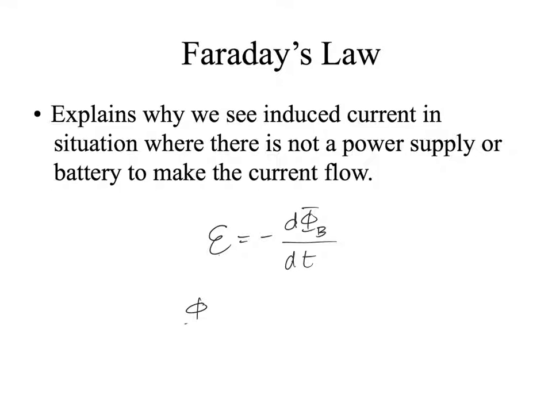Just as a reminder, the magnetic flux is the dot product of the magnetic field and the area. So it looks like BA cosine theta, where theta is the angle between the magnetic field vector and the area vector. Remember, the area vector is perpendicular to the area itself.